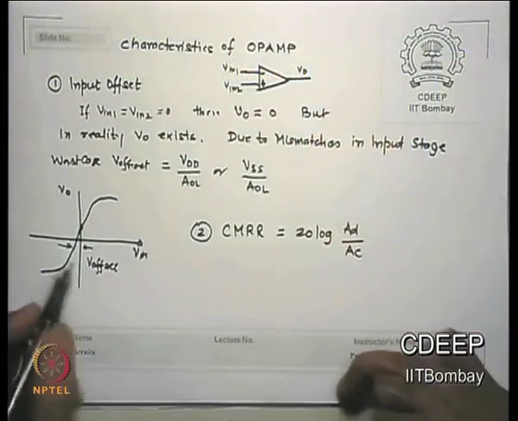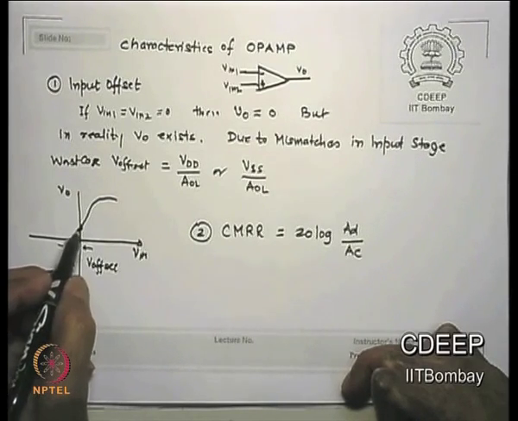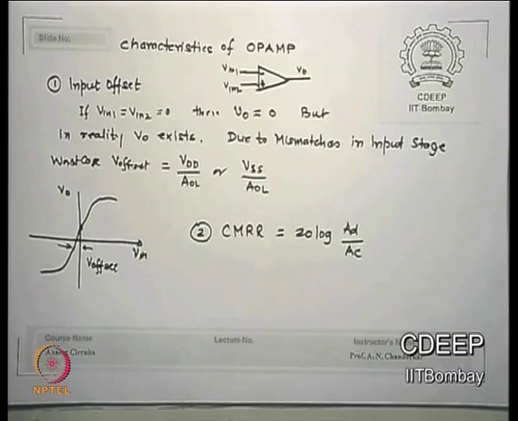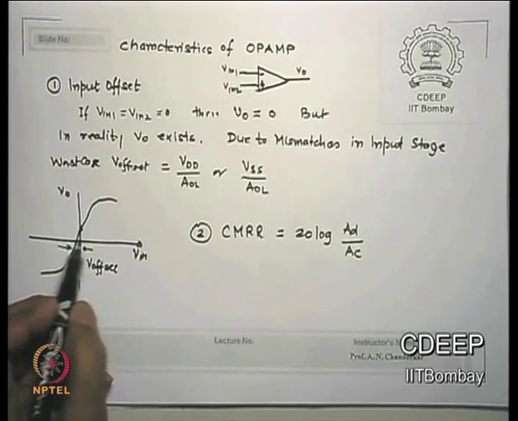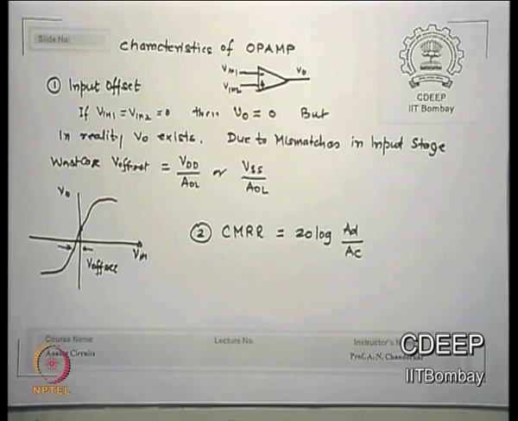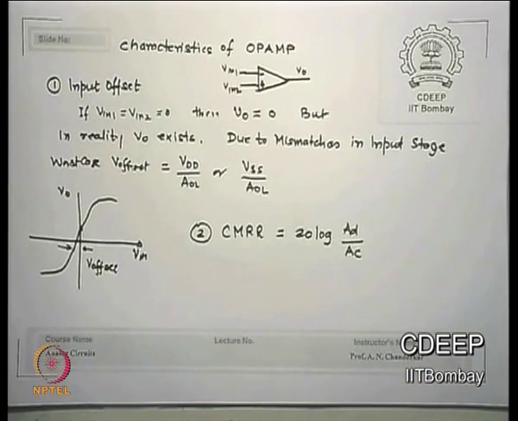That means the V 0 versus V in characteristic is something like this. Even when the V in is 0 here, there is an output voltage. Is that correct? There is an output voltage. So, the difference between where Vin is 0 and where Vout is 0 is called input offset voltage. Normally it should have crossed from 0, but it did not cross; it crossed from the left. So, when I went to Vin, I found some output.